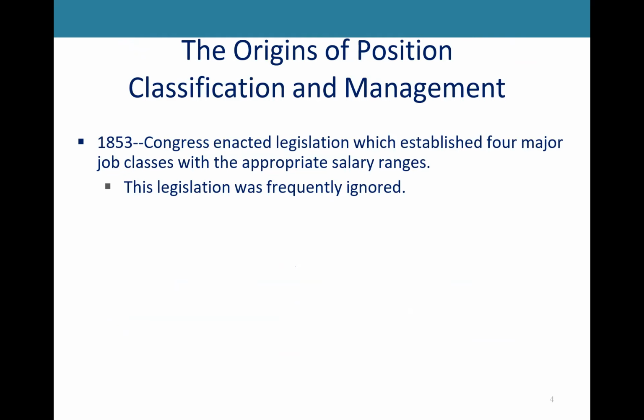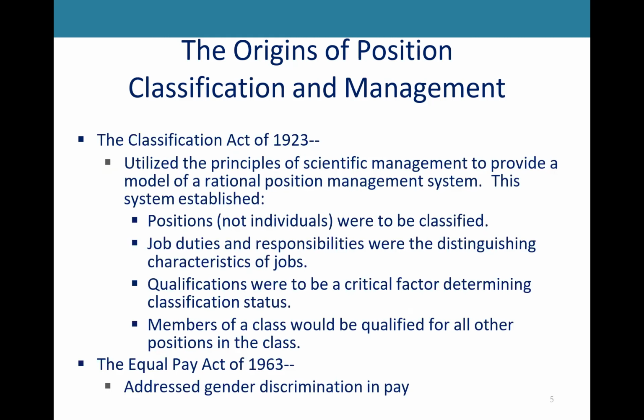So in our era of merit, we have several pieces of legislation and several initiatives that have really contributed to this position classification system of position management. A few of them are: in 1853, Congress passed legislation to establish 4 major job classes with appropriate salary ranges. That's kind of our first real foray into creating what we now know as the general schedule at the federal level, our first real foray into position management, position classification. The problem was that the legislation was usually ignored, and so it didn't really have any major impact.